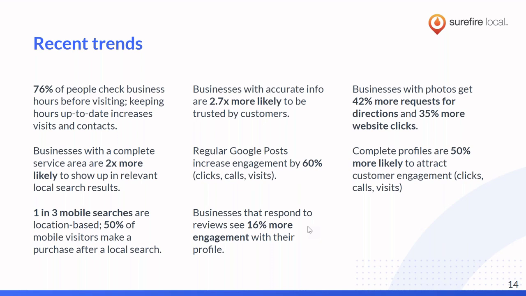Let's see here. 1 in 3 mobile searches are location-based. 50% of mobile visitors make a purchase after a local search. So you want to be available to catch your prospects, because chances are, if I'm looking up a local business on Google Maps, I have an immediate need. I'm not just doing it for funsies. Businesses with accurate information are 2.7 times more likely to be trusted by customers, that goes without saying, and complete profiles are 50% more likely to attract customer engagement. And then, of course, businesses with photos get 42% more requests for directions and 35% more website clicks.